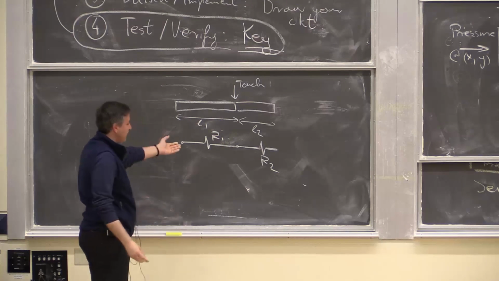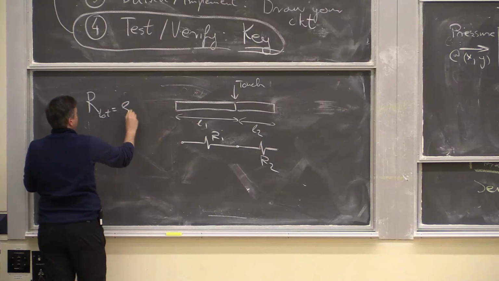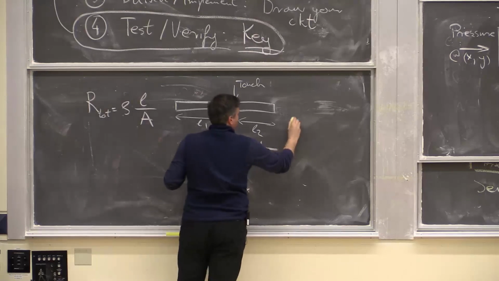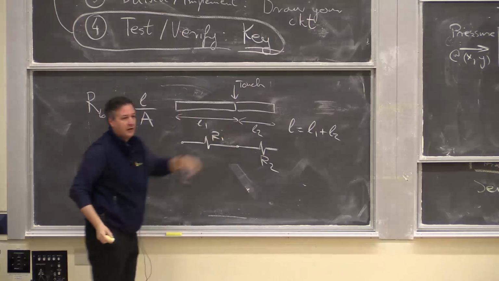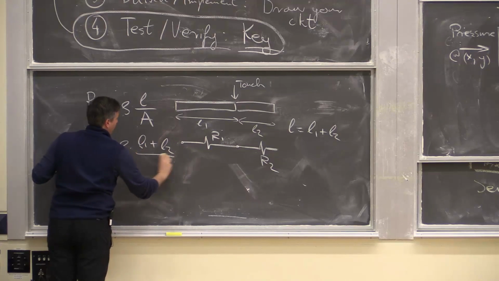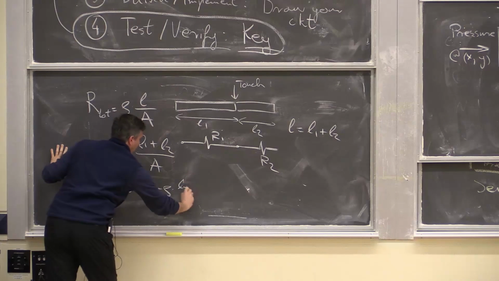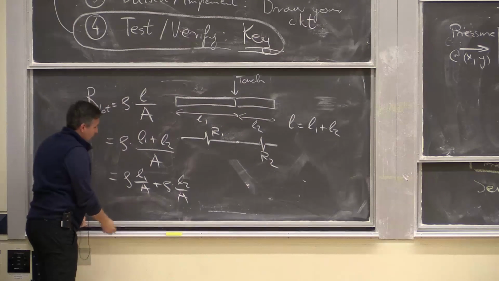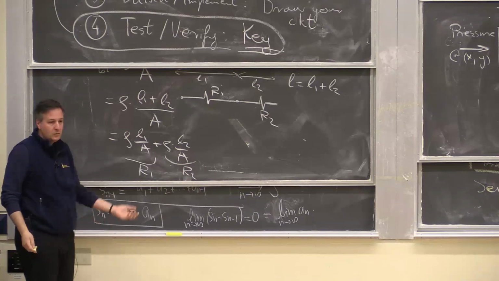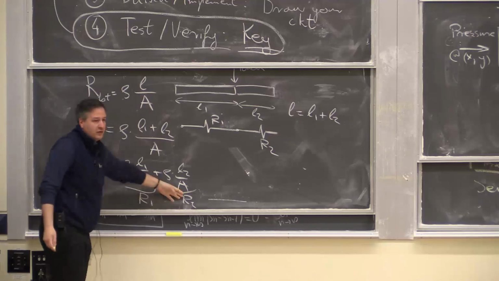Right. So let's see if this actually checks out. I know that my total wire resistance is rho times L over A, where L is essentially L1 plus L2. That's my total length of the wire. So I'll just write this as rho times (L1 plus L2) over A. Or I can separate it out. Here, this is R1, and this is R2. So the total resistance of this wire is the sum of these two resistances.